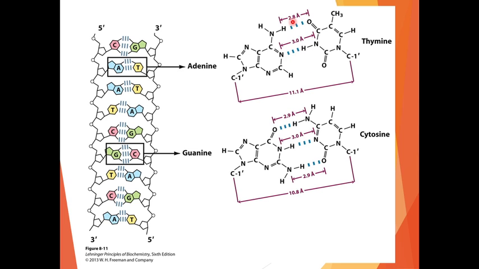Now, as you can see, there are two hydrogen bonds between adenine and thymine. When you compare that to cytosine and guanine, you can see that there are three hydrogen bonds between these two. As a result, the hydrogen bonding interaction between guanine and cytosine is stronger than the adenine-thymine pair.